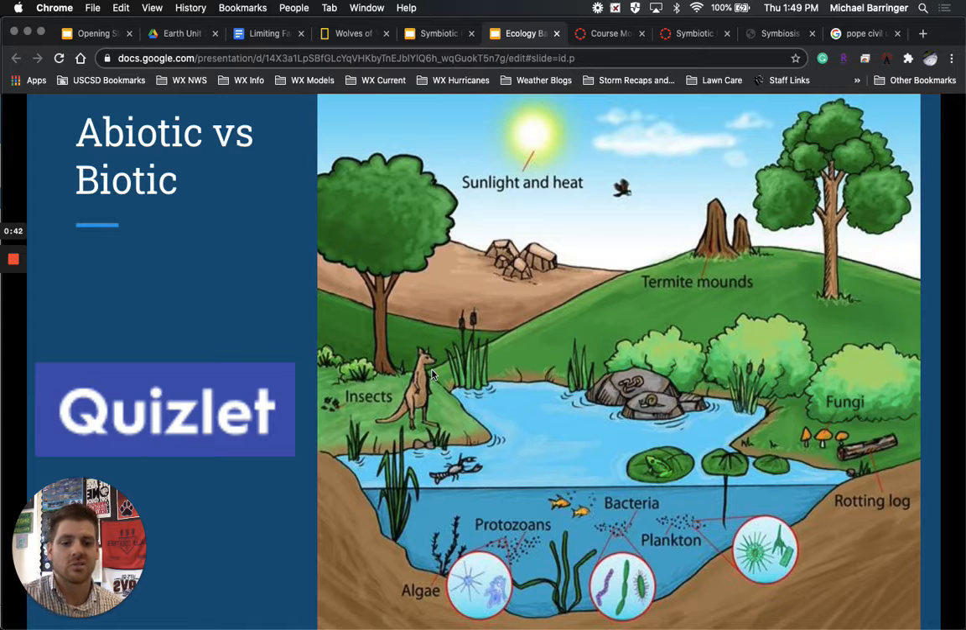We've got the fungus. Maybe something we don't always recognize is that biotic things can be things that are living or were once living. So that rotting log is a biotic factor. It is something that was once living, so we have to include that one in the biotic.